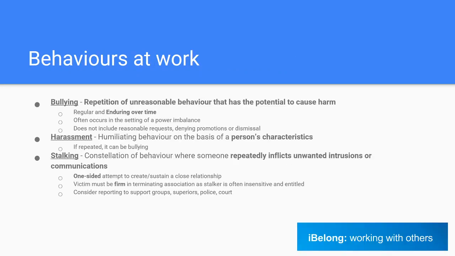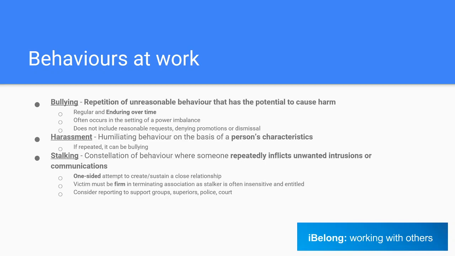So in terms of behaviours at work, did you guys all do I Belong? So this is basically the I Belong module, and you should have all done it because you shouldn't be allowed on, right? What? Oh, okay. Well, when you're at Monash, you'll do it, and it's basically a module on bullying, harassment, and stalking and stuff like that.